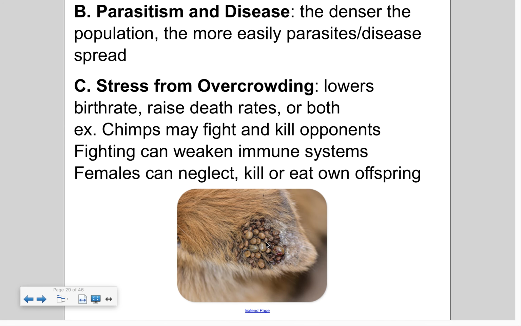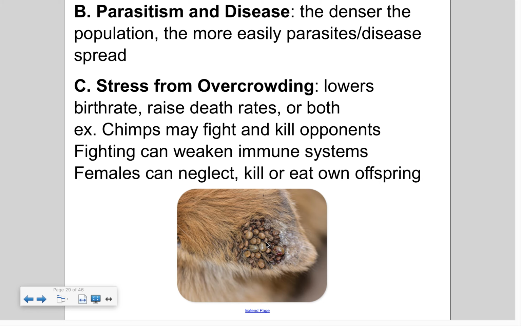Moving on. Parasitism and disease. That's another example of density dependent factors, because the denser the population is, the easier it is for those parasites or disease to spread. Stress from overcrowding. If animals experience stress, birth rates are going to decrease, death rates can increase. Both of these could occur at the same time.